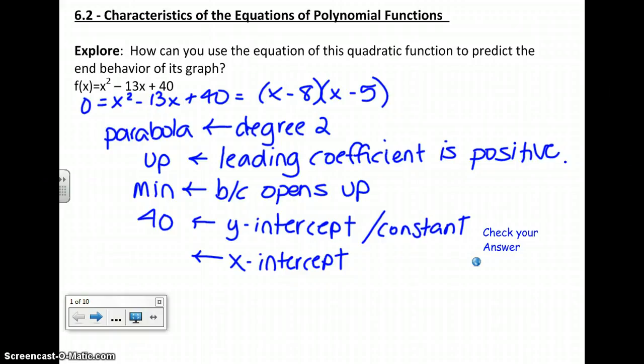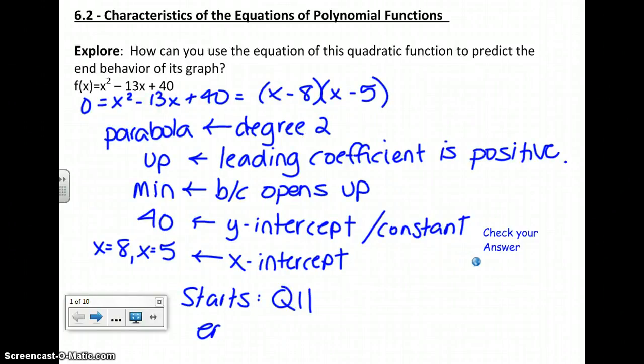So what are your two x-intercepts? 8 and 5. Good. x equals 8 and x equals 5, because those are the two numbers that you'd plug in here to get 0. Okay, and do we know where it starts and ends? What quadrant does it start in and end in? Quadrant 2 and ends in quadrant 1. Good, and we can check this with a graphing calculator.